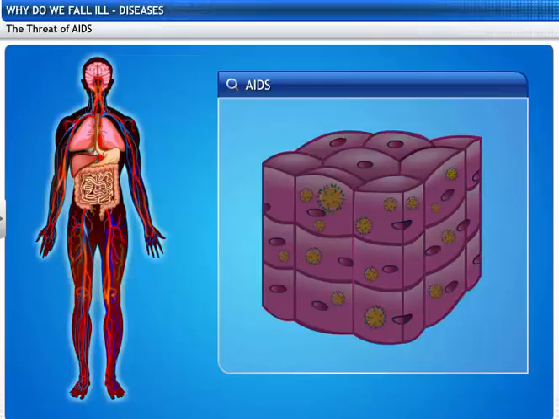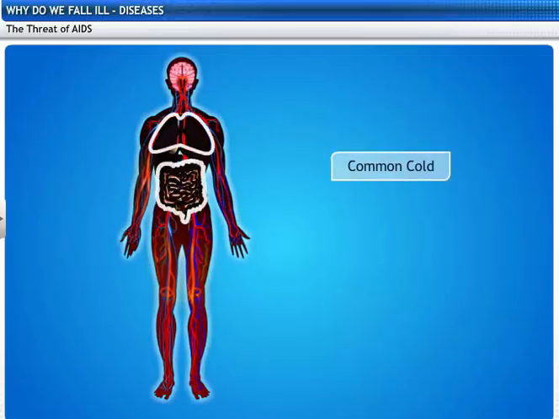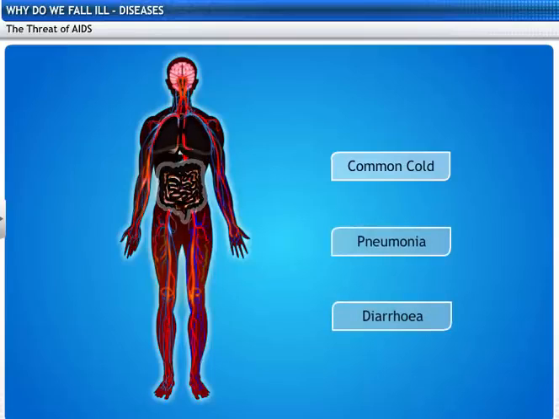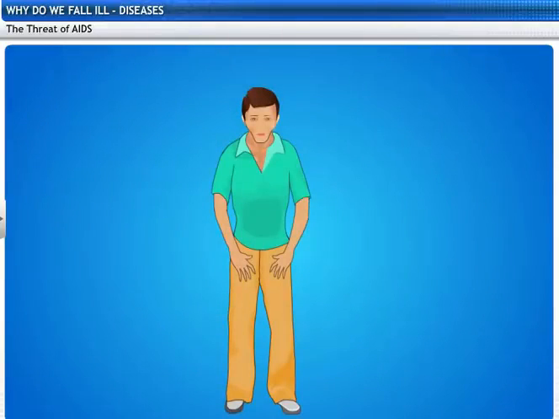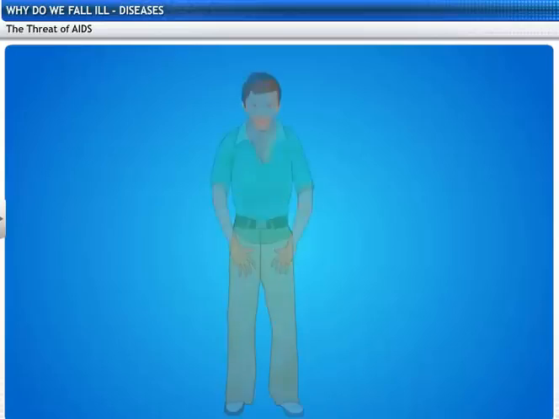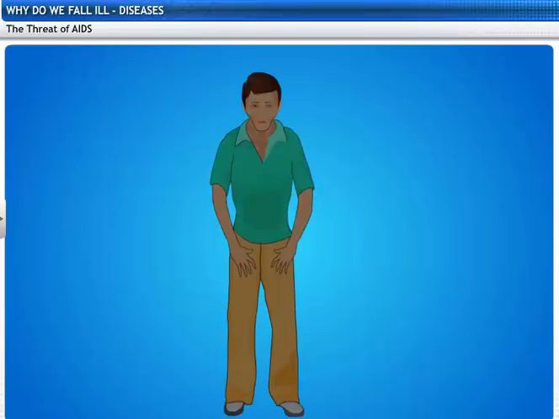The patient's body can no longer fight off minor infections like the common cold, which leads to major infections like pneumonia, diarrhea, with blood loss, etc. Hence, HIV or AIDS infected people die due to these major infections.